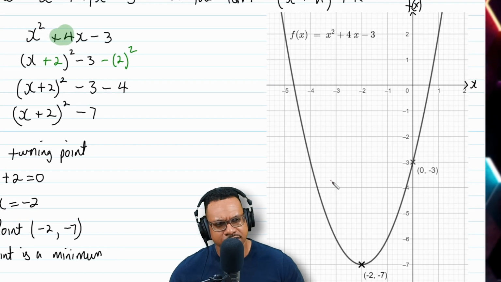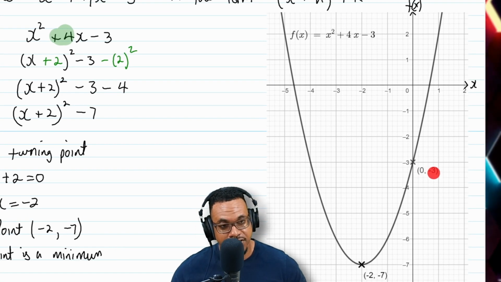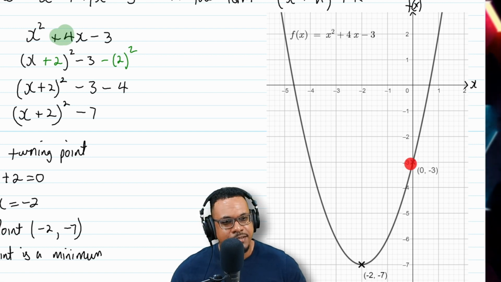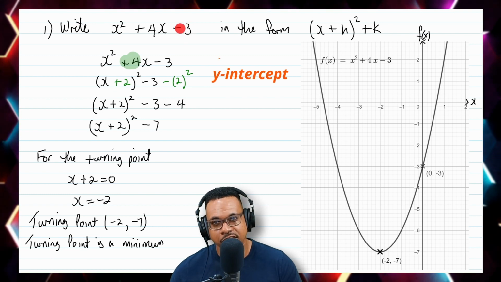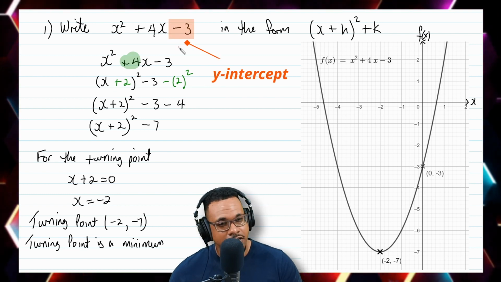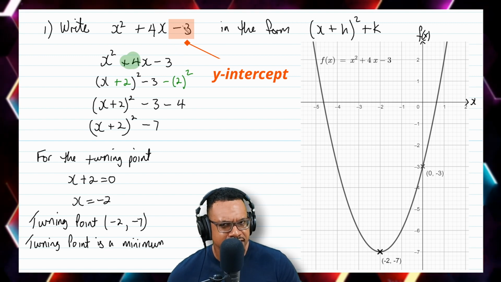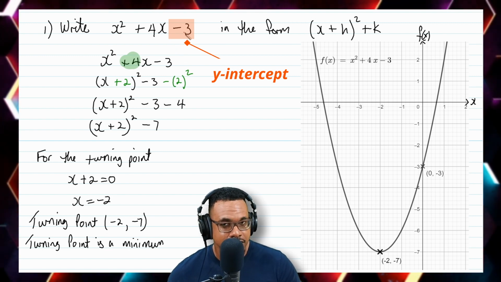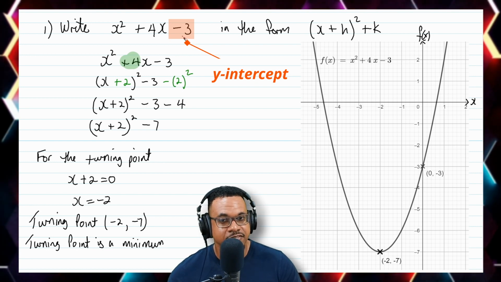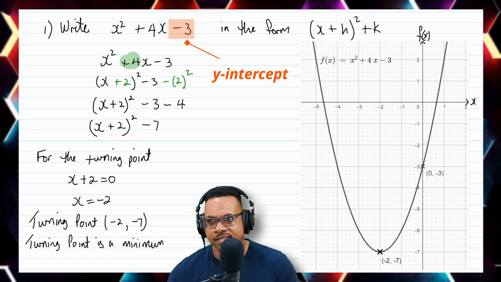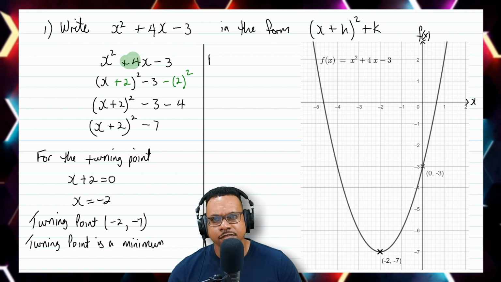Now, I have another point here, which is (0, negative 3), which will be the y-intercept of the graph. Now, the y-intercept is easy to find. It is the constant in the quadratic. So this negative 3 here would be our y-intercept. Well, how did you arrive at this negative 3 being the y-intercept? Well, whenever x is 0, that's when you'll get the y-intercept for any graph. Okay, so let's look at that. I'm going to put down y-intercept.